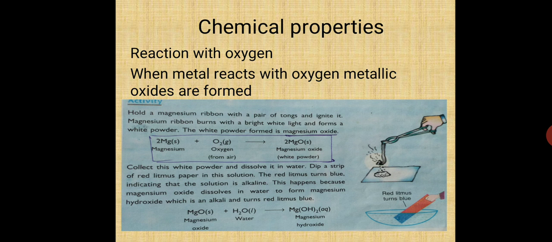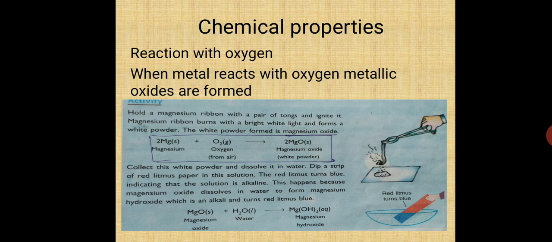So, the first chemical property: reaction with oxygen. When metal reacts with oxygen, metallic oxide is formed. When any metal reacts with oxygen, it forms the metallic oxide. For example, see in the picture, the reaction is given. Magnesium is treated with oxygen, and magnesium oxide is formed.